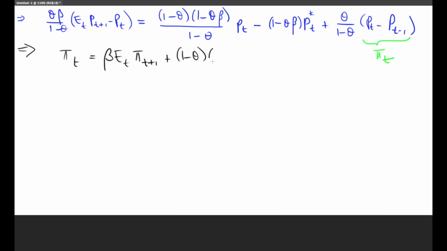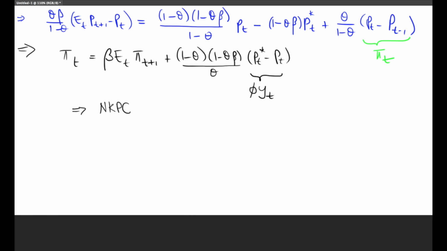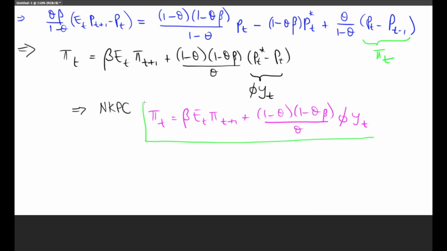So we just move inflation to the left, and we arrange the terms. So we end up with the final expression here, that is P star minus P t, that is linked to the output gap. So the final expression for the new Keynesian Phillips curve is that inflation is equal to expected inflation plus something associated with the output gap. Thank you.